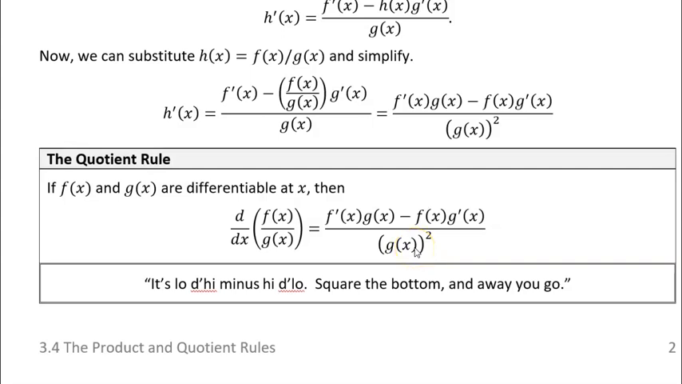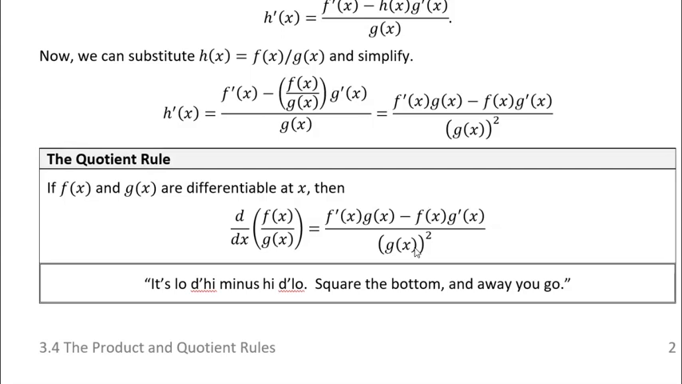Okay. Now there's a little bit of a rhyme here. This is how I remember it. It's low d high minus high d low, square the bottom and away you go. So basically, low d high minus high d low, all over low squared.